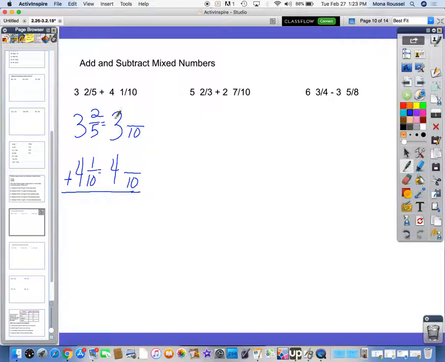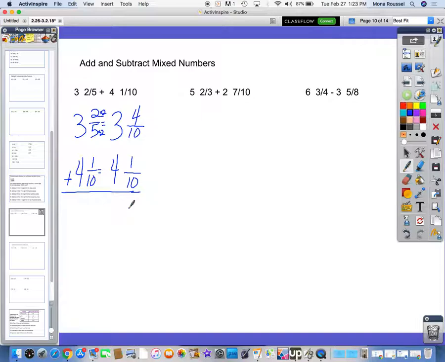We're not worrying about this whole number for a moment. We're going to block that out of our minds, skip over it, and do 5 times what is 10? 5 times 2 is 10. 2 times 2 is 4. So 3 2/5 becomes 3 4/10. Here in this fraction, the denominator stayed 10, so the numerator is going to stay 1.